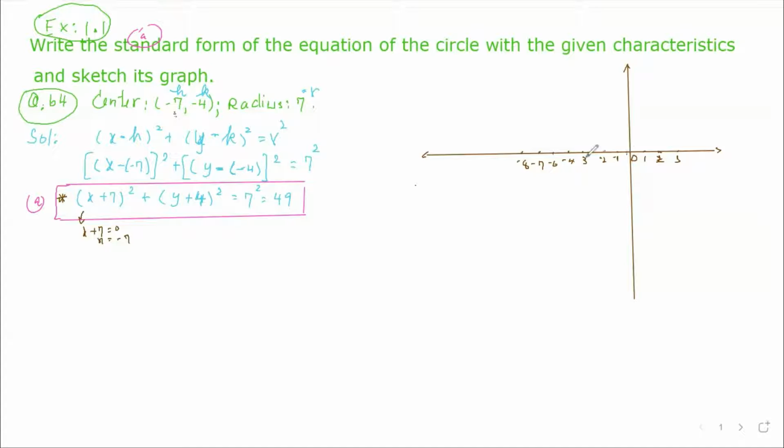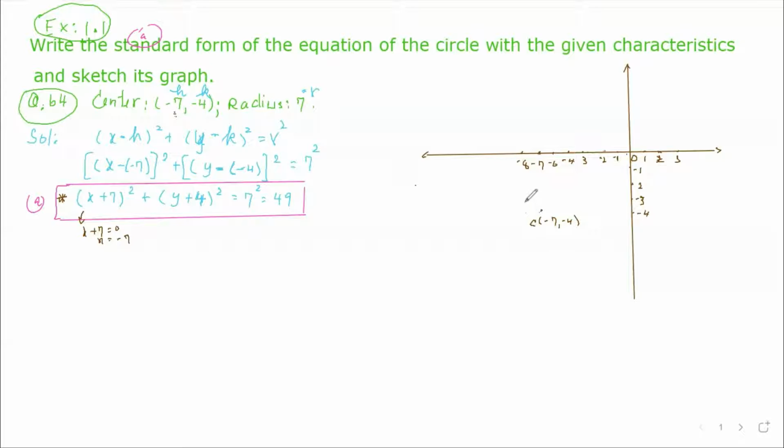Now we have -7, so about here x is -7, and go down 4. So I write here -1, -2, -3, and -4. So it's going to be -7, go down here 4. The center point should be about here, right? So this center point is -7, -4. This is C, the center point.